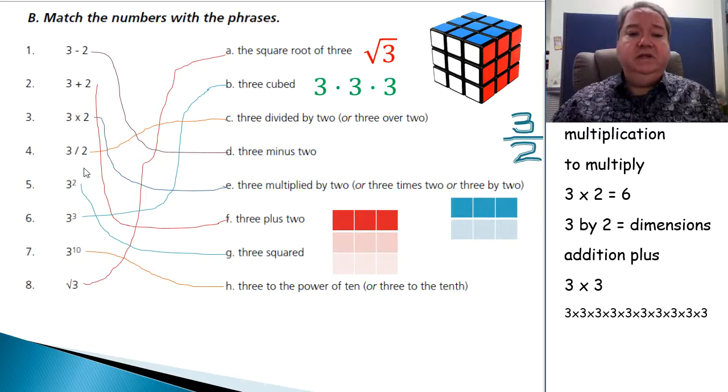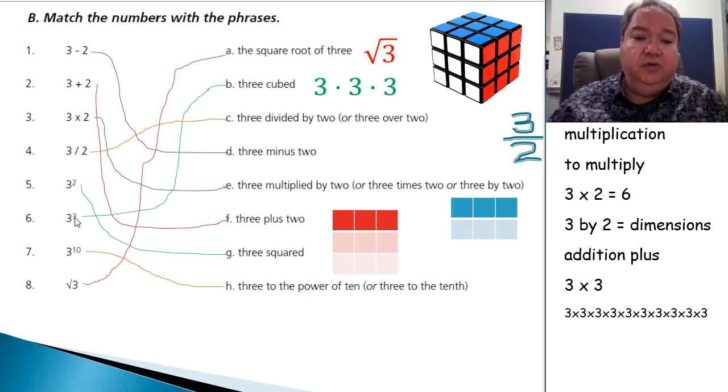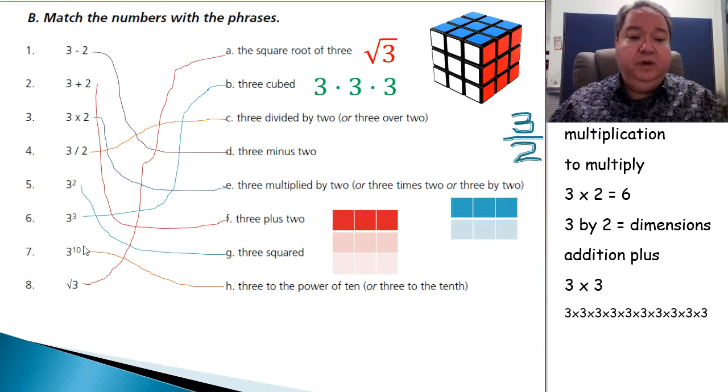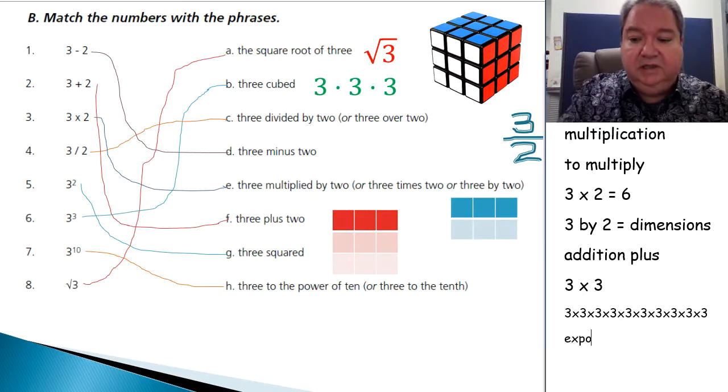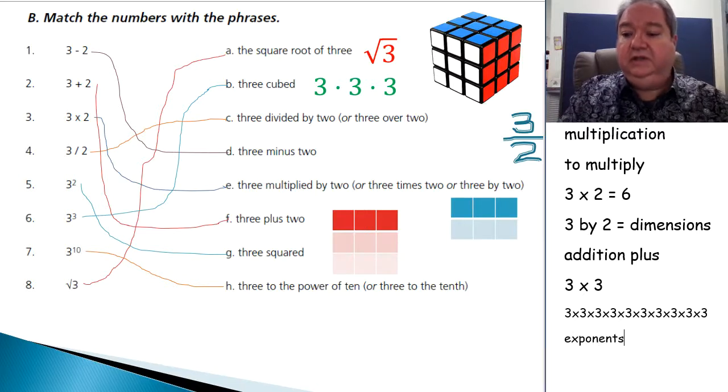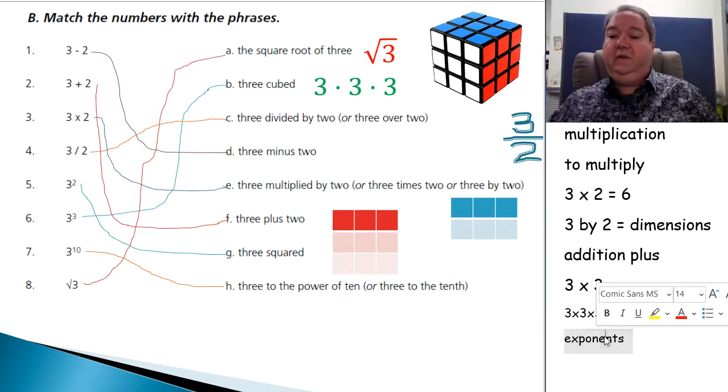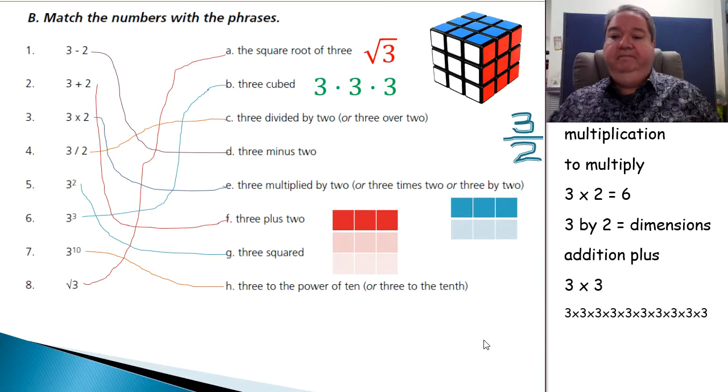Now what are these little numbers called here? The 2, the 3, and the 4 here. What do we call these? The 10, the 3, the 2. Those are exponents. Okay. That is part B.